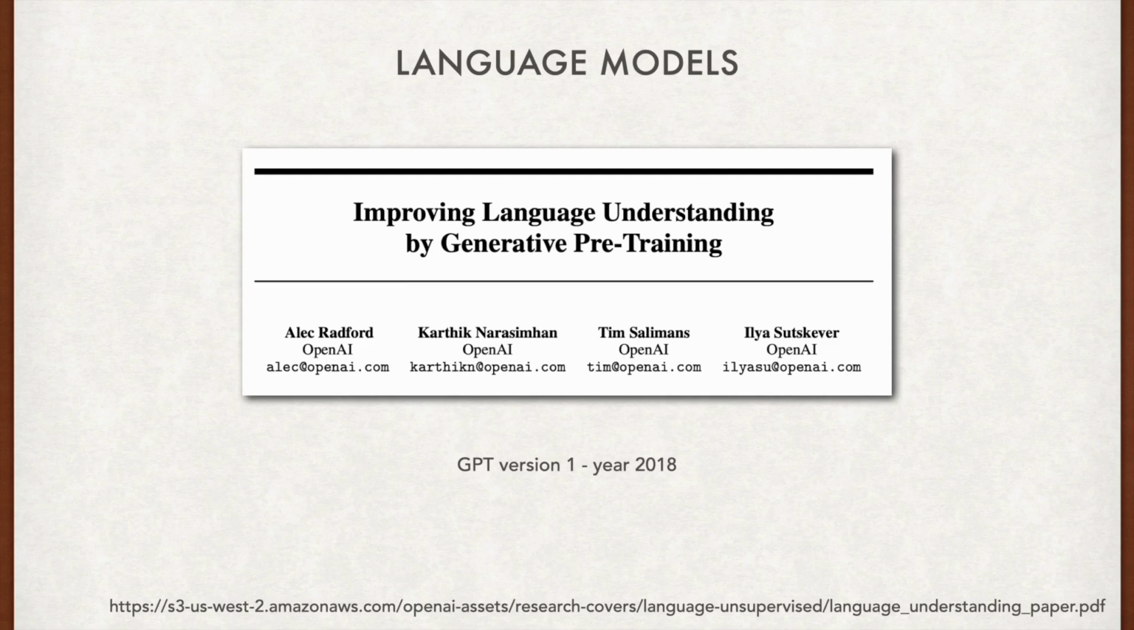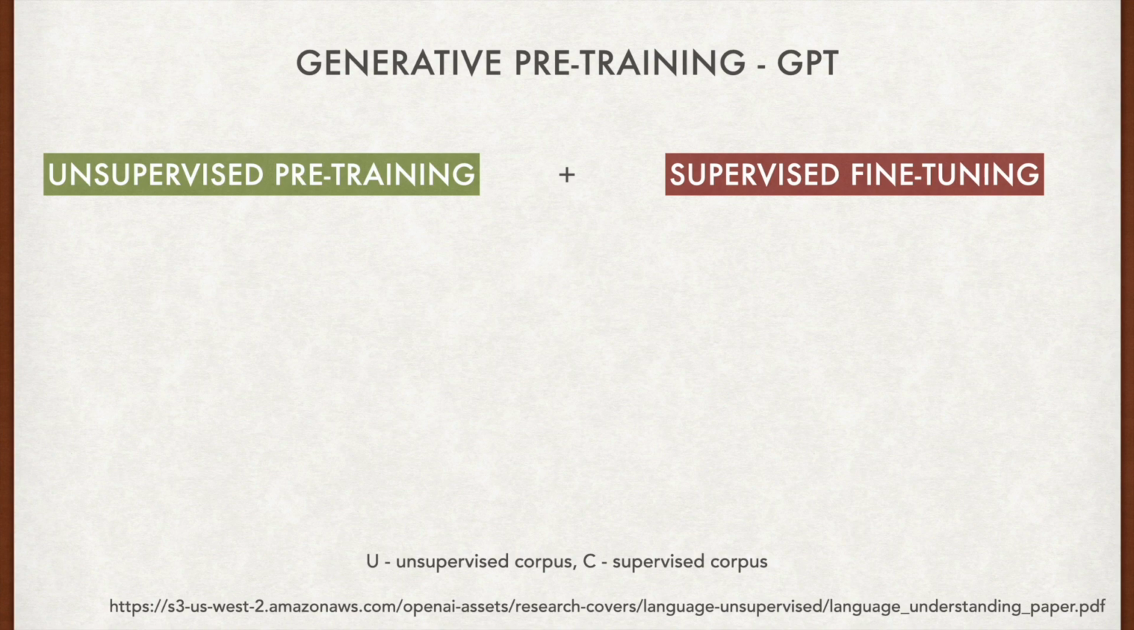This paper is not available on arxiv.org, but you can find it easily online. I've put a link to it at the bottom of the screen. The papers related to GPT are really easy to follow, so I encourage you to take a look at them. The idea behind the paper is very simple. Let's use the transformer's decoder to perform two steps. First, given some large textual corpus, pre-train a language model in an unsupervised way, and then fine-tune that language model on a supervised task.